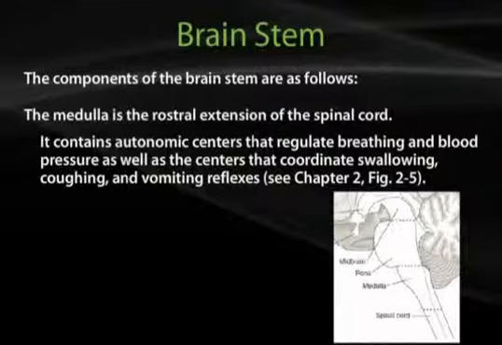The components of the brain stem are as follows. The medulla is the rostral extension of the spinal cord. It contains autonomic centers that regulate breathing and blood pressure, as well as the centers that coordinate swallowing, coughing, and vomiting reflexes. See Chapter 2, Figure 2-5 for details.